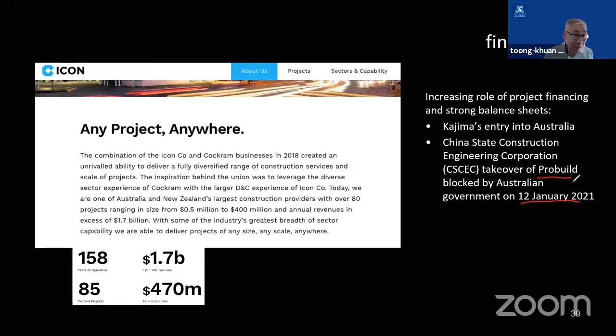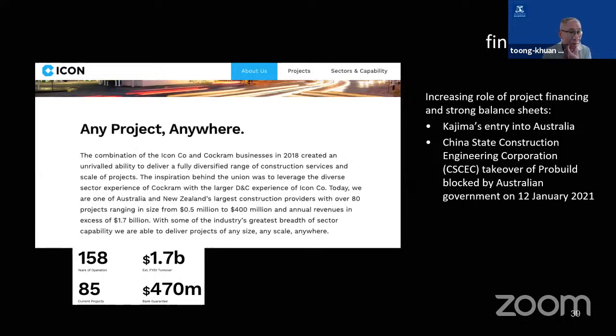So that's something that we've all been watching very closely. The government claims that we should not sell ProBuild because of national security interests. But who knows? It is already owned by the South Africans. So it's quite strange that the government allows the South African company to own one of the largest Australian firms, but not allow that firm to be sold to the Chinese, all right?